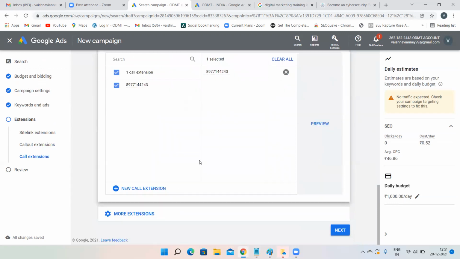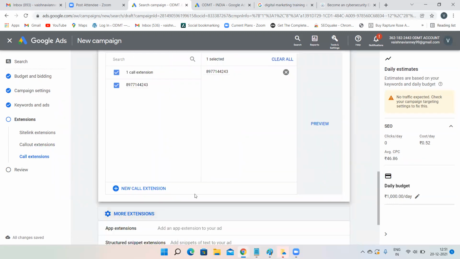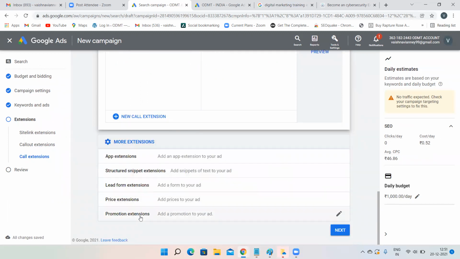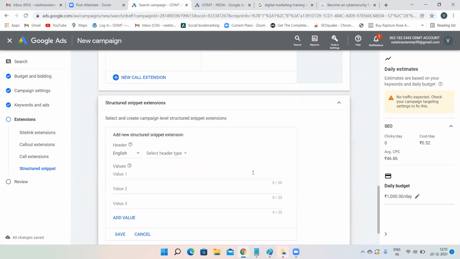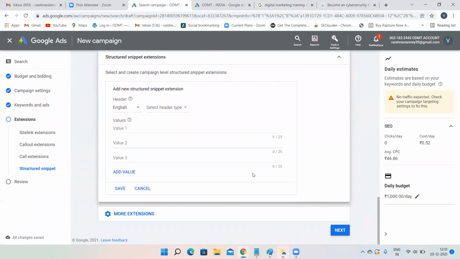That's it. Now coming to one more extension called structured snippet. That one extension we will see, and after that it's okay. These other extensions are not required. Structured snippet extension is the same as your call out extension. What exactly are you doing in your call out extension? You are giving additional information, that is additional description. Structured snippet is also additional information, but there will be a structure to this description. That is the reason its name is structured snippet.